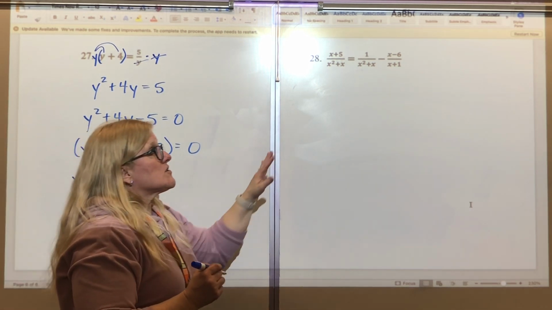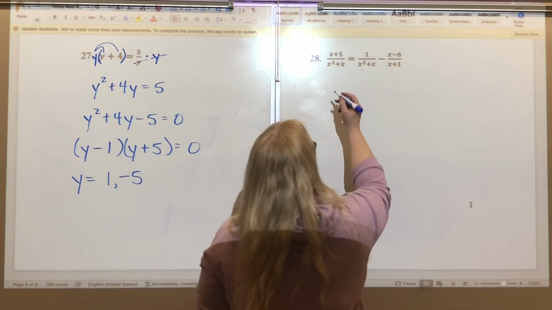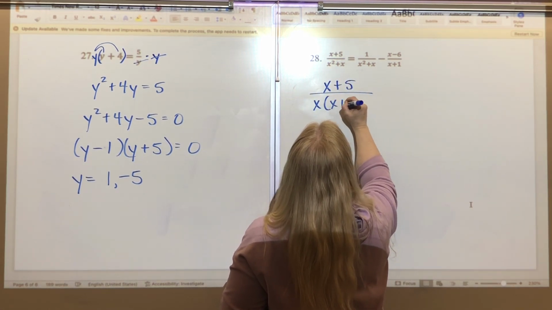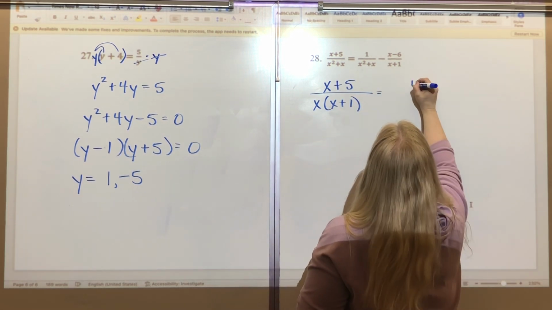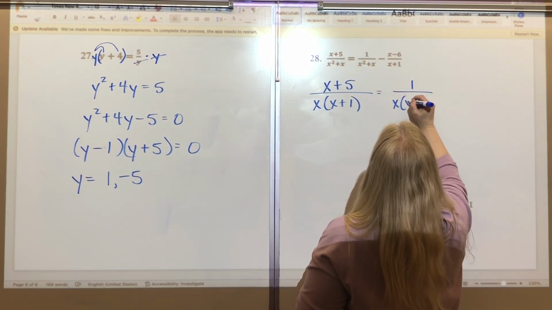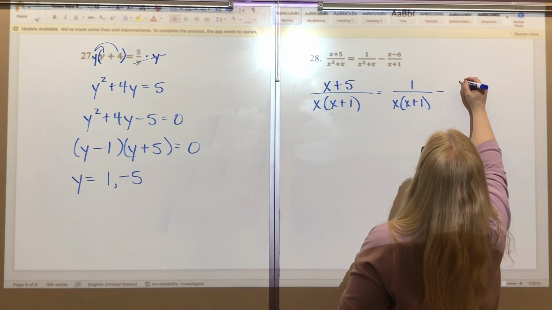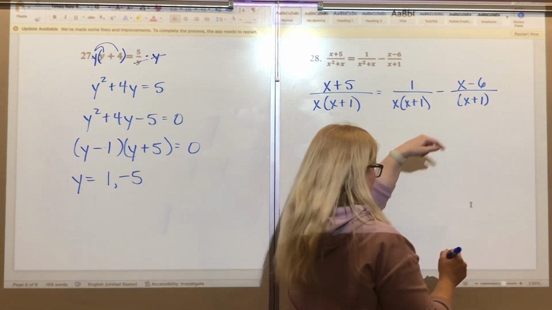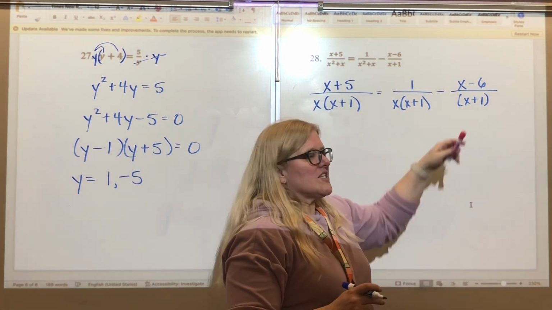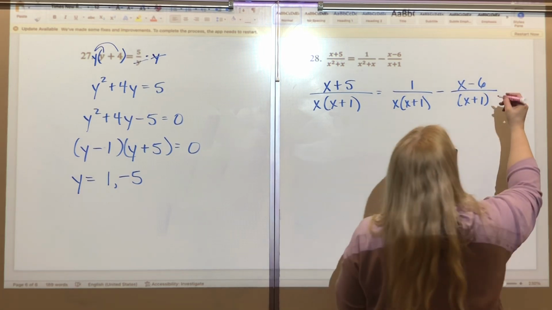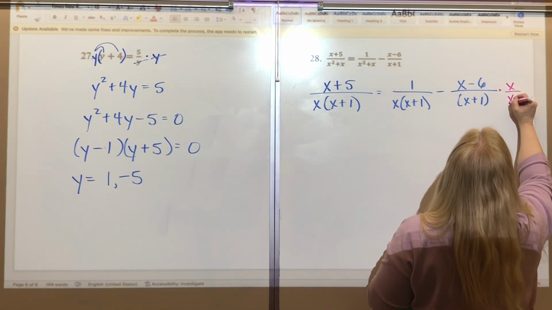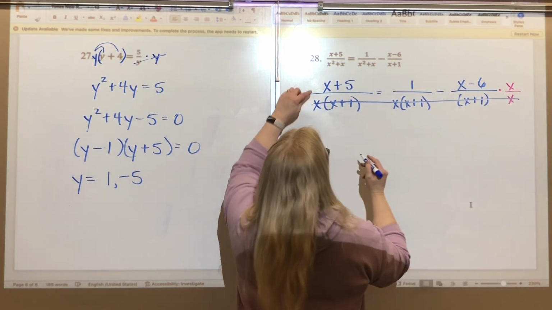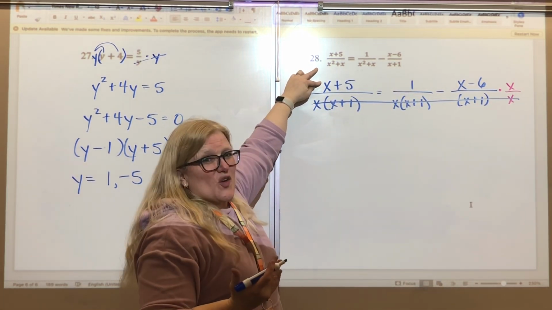All right, finally, this one, we do have some stuff to factor. So I've got x plus 5 over x times x plus 1 equals 1 over x times x plus 1. This time we have two spoiled brats, and one left out. And this one's really mad because they both got the same thing, and this one now needs an x. Now we can cross these all out. So this one's actually easier than it looks.